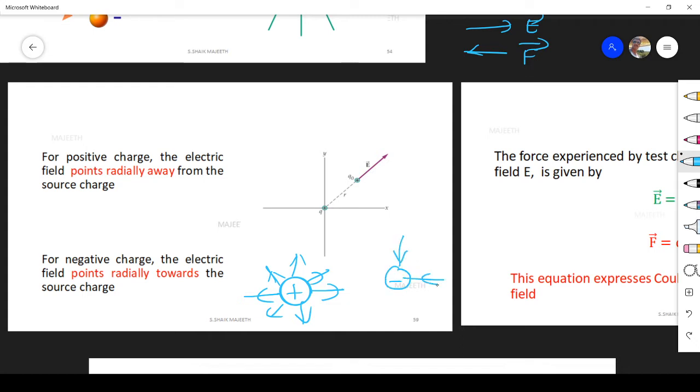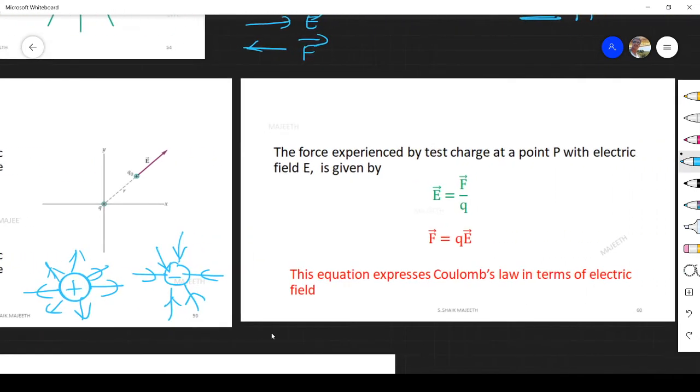The electric field, these blue lines are electric field lines, is going inside. This is known as radially towards the charge. For a positive charge, the electric field goes radially away. For a negative charge, it goes radially towards the charge, right?